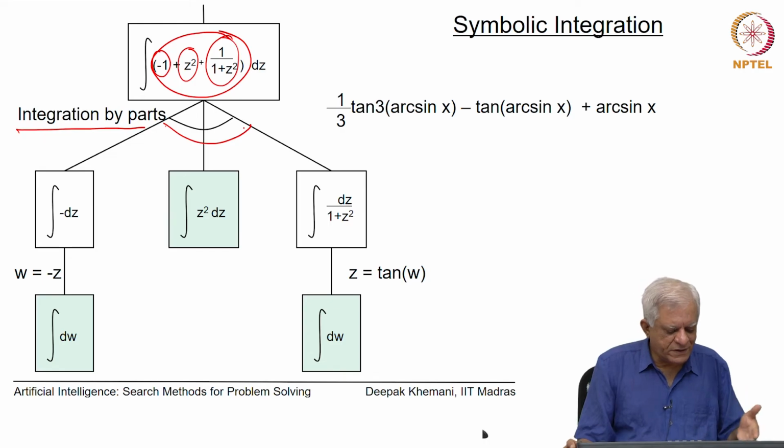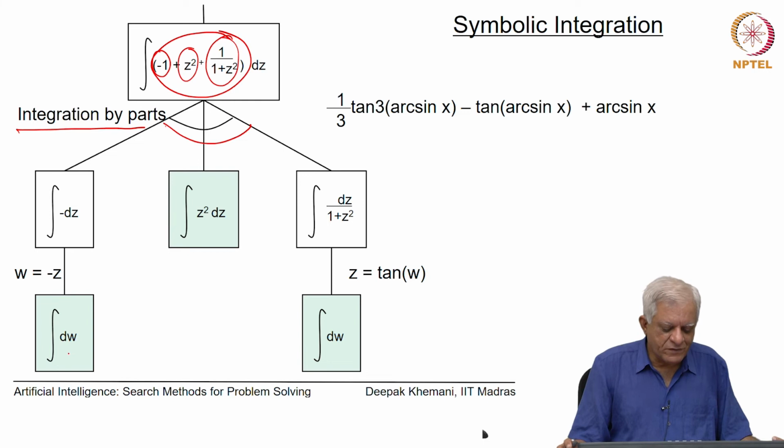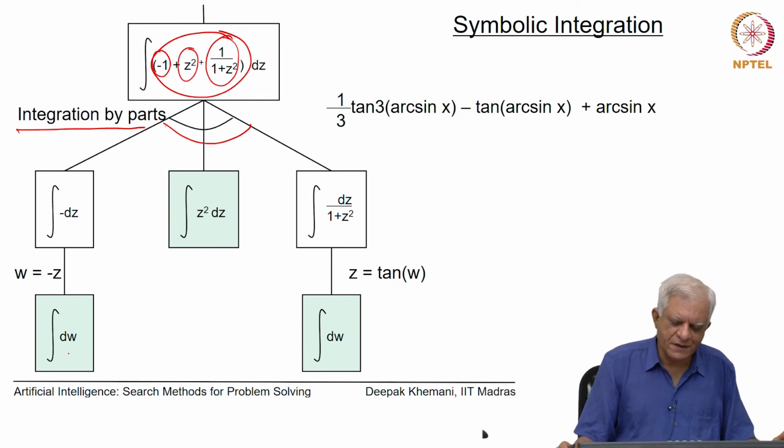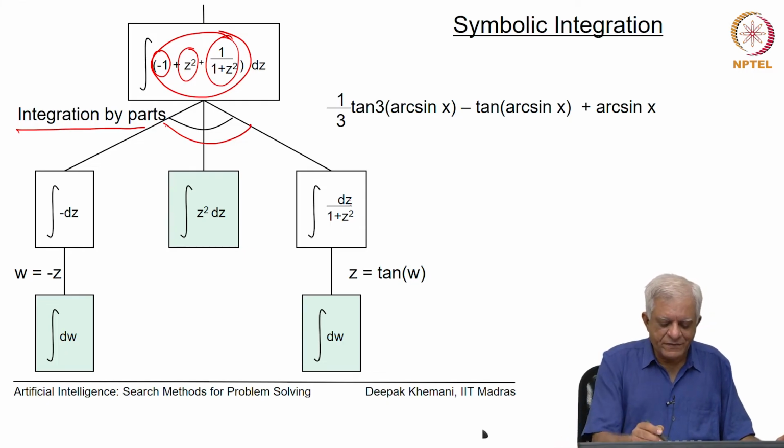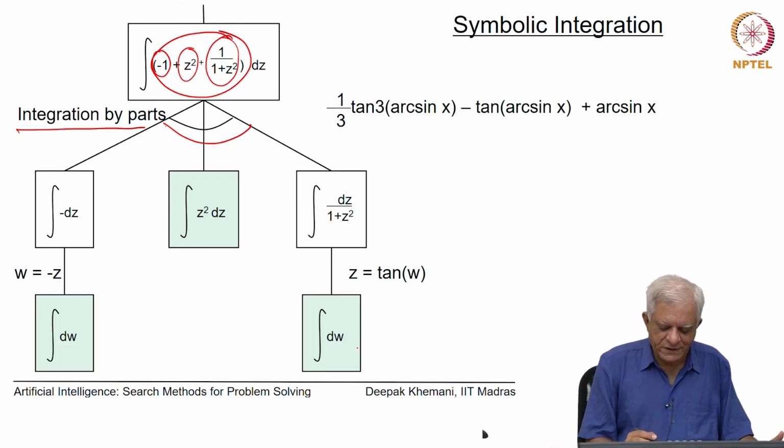And then eventually you come down to very primitive problems. So, for example, integral of dw you do not have to worry about any further, and integral of z square, for example, we assume that there is a lookup table or something where we know the values of these things, and likewise for the third part, which is 1 by z into 1 plus z square, you can substitute z equal to tan w and eventually reduce it again to dw essentially.